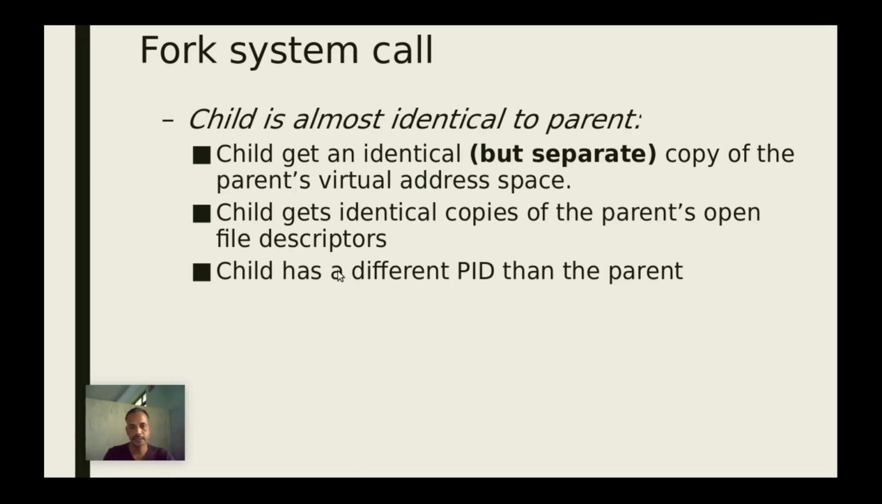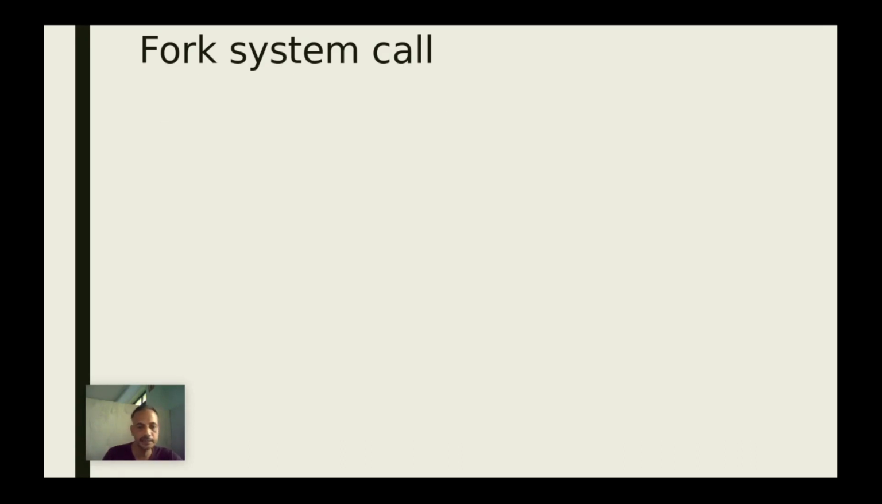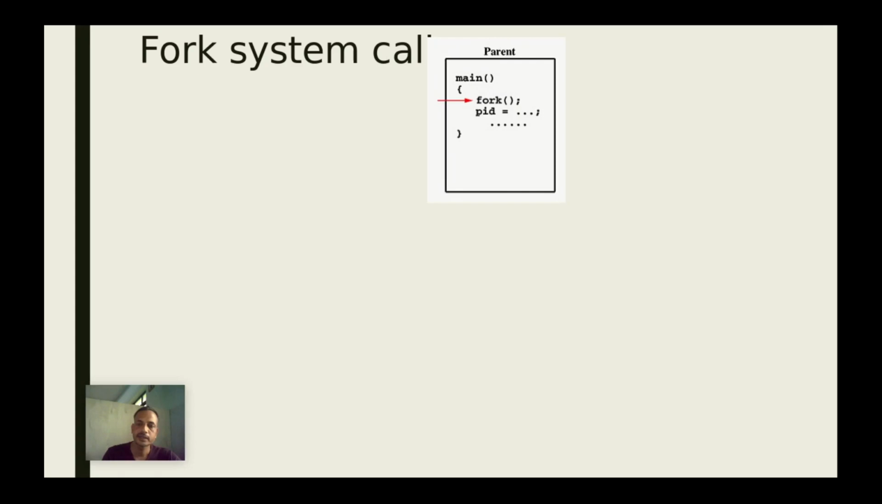Child has a different PID than the parent. PID means process ID. Normally the child's process ID is next to the parent process ID. That means if parent's process ID is 1024, then child will get 1025. If the parent's process ID is 10, child will get 11, and so on. So the process ID of the child and parent are different.